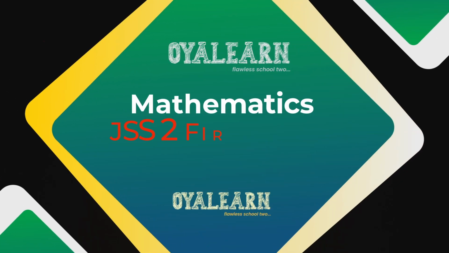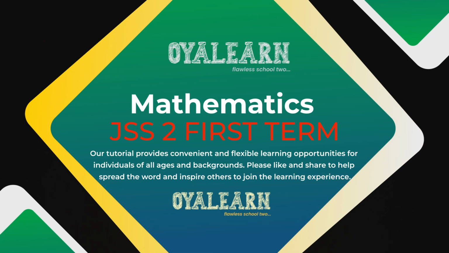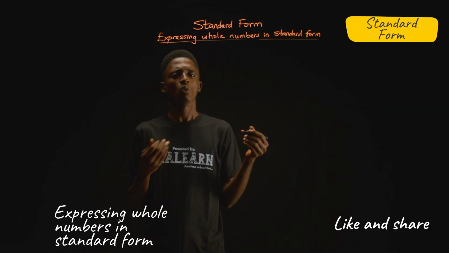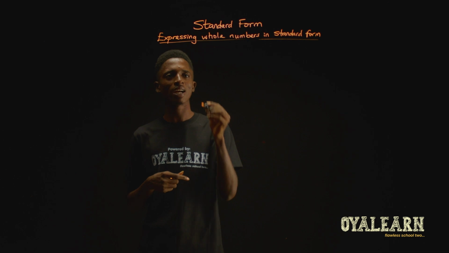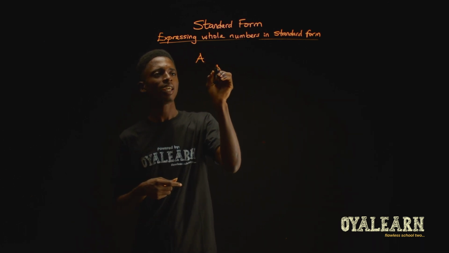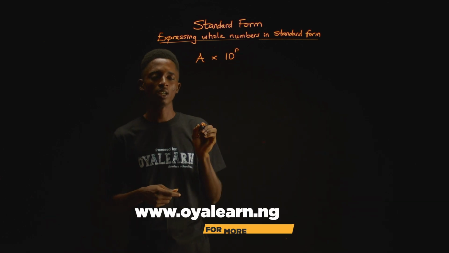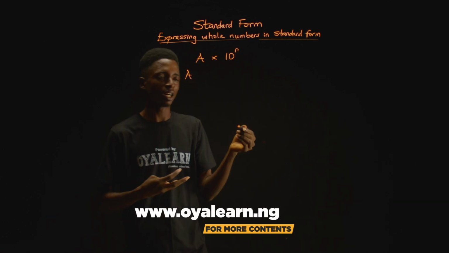Hello, let us learn how to express whole numbers in standard form. Remember when we talked about standard form? We said standard forms are numbers that we write such that we have a multiplied by 10 with the power of n. Where we said a is a number.